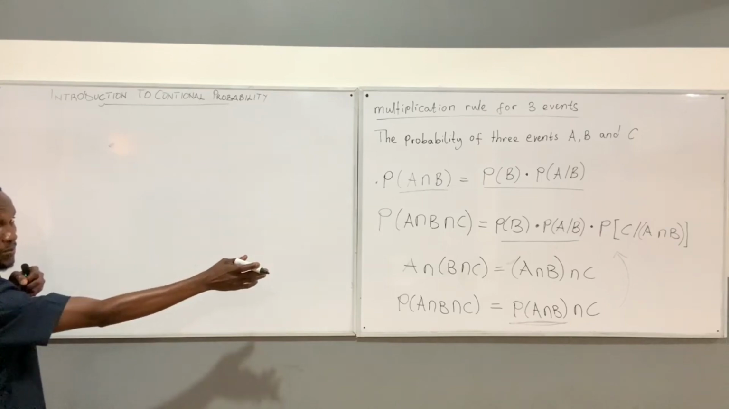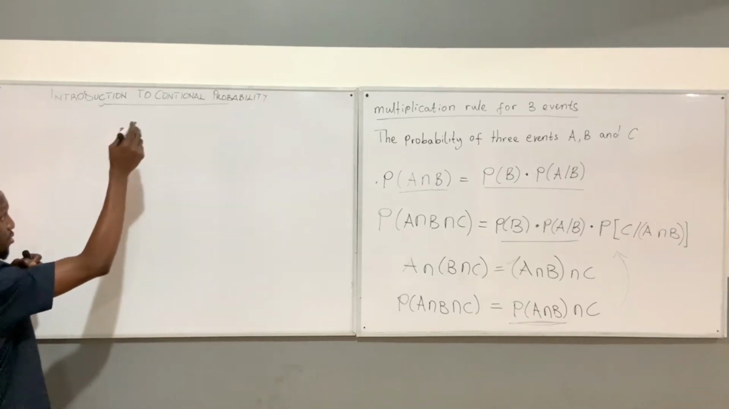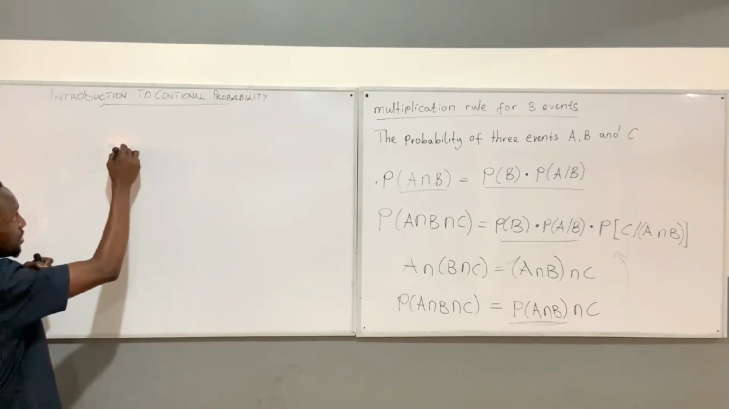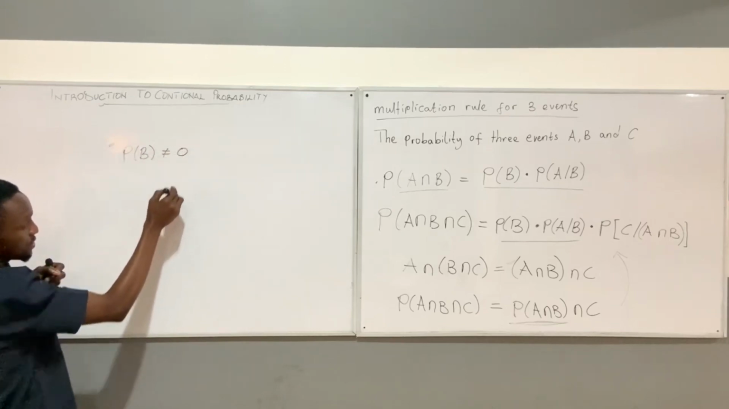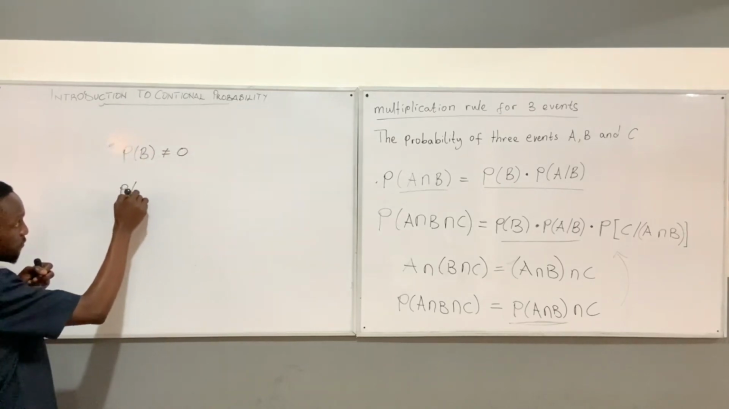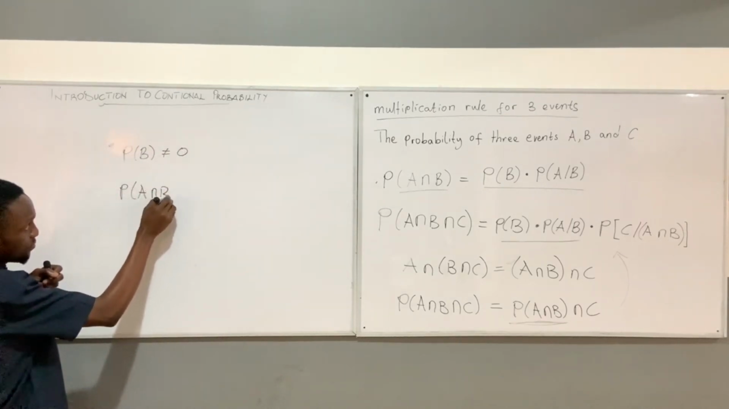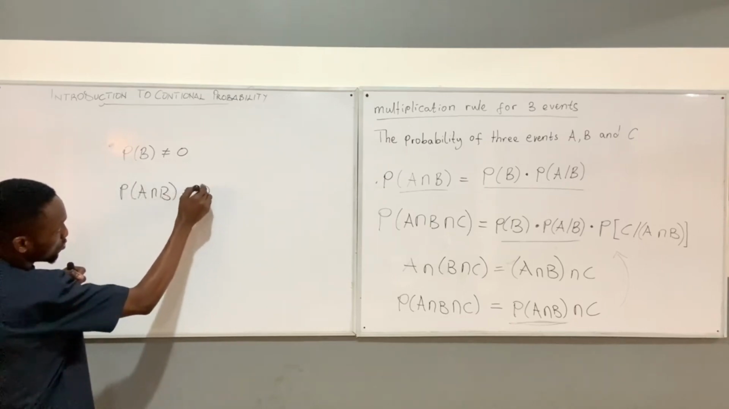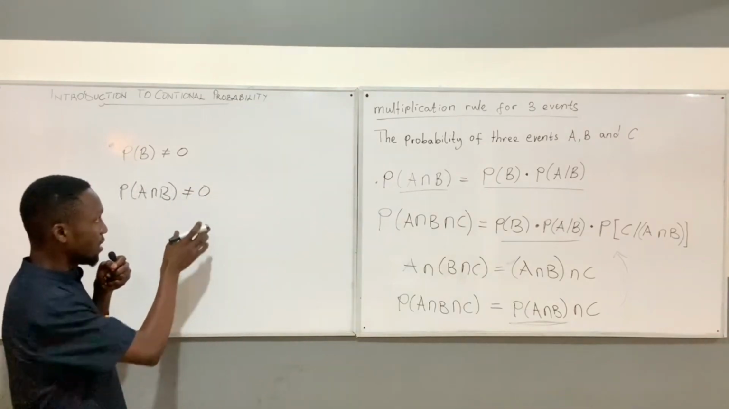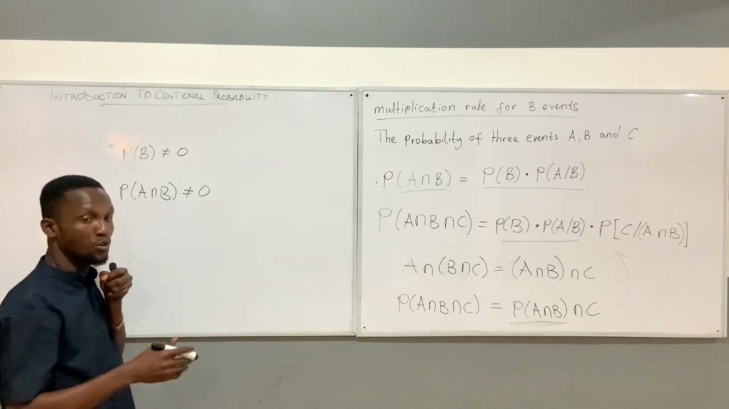So from this explanation, what we are saying is that the probability of the event B should not be equal to 0, and the probability of A intersection B should not be equal to 0. If not, the event will not occur.